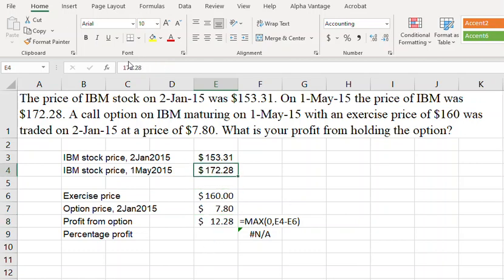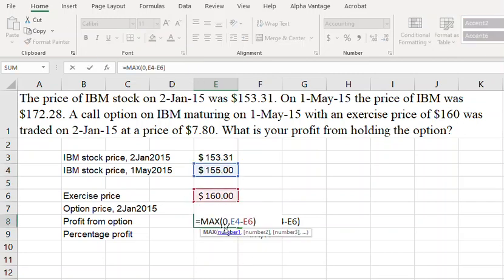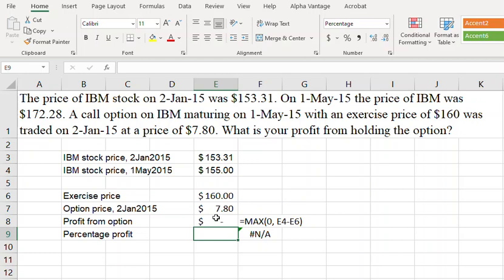But what if this amount was 155? If it's 155, what that means is 155 minus 160 is -5. So 0 is the largest amount. We get a dash here just because we're in accounting text. But if we change this to number, you'll be able to see that it's a 0.